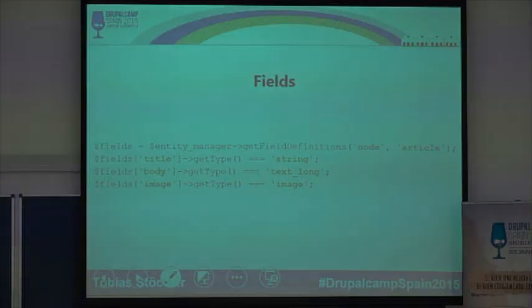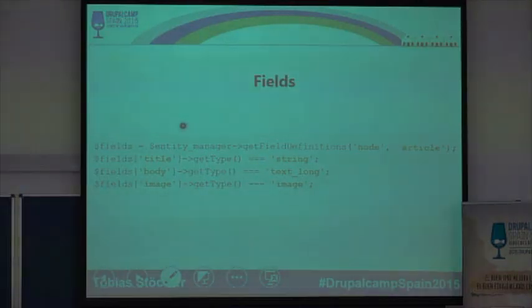So you can again use the entity manager to get a list of fields for a specific entity type and bundle. So this gives me a list of fields, or to be precise, actually field definitions. And these are again objects, and I can get the type. So as you can see here, the node title is a string, the default body field is a so-called text long, and the image field that in the standard profile is an image. It is an image type field. So again, you can use the entity manager to get all the information you need.